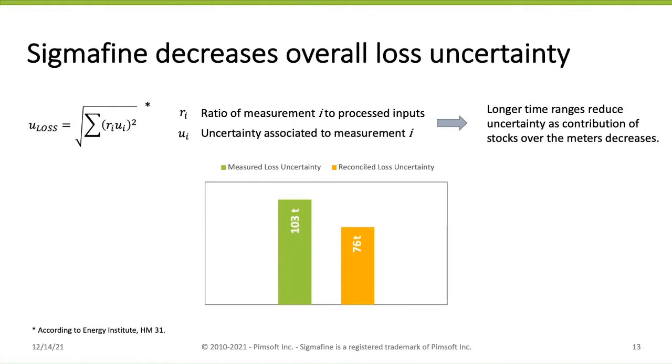Furthermore, Sigmafine decreases the overall loss uncertainty. So not only the loss value as a whole, but also the uncertainty associated. And here we reported the formula indicated also in the guidelines of the Energy Institute to calculate the total uncertainty and how to aggregate the real uncertainty of each component of the losses and come to the final figure. So also in this case, the associated loss uncertainty has been reduced. So the numbers we are looking at are more reliable compared to the raw data.